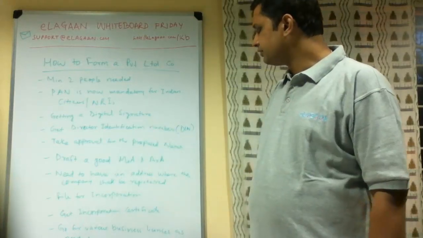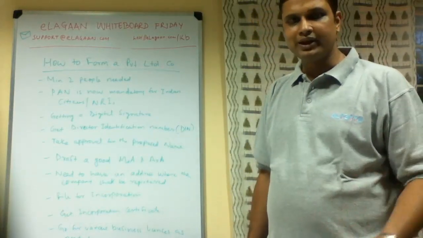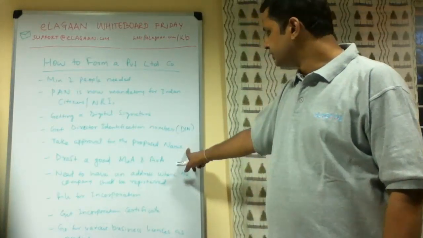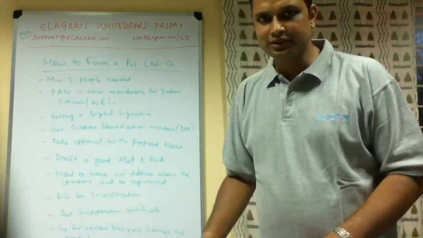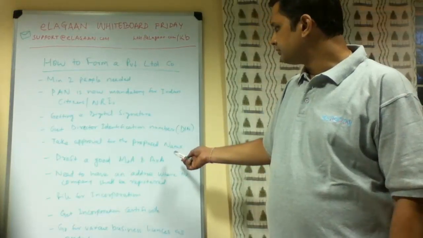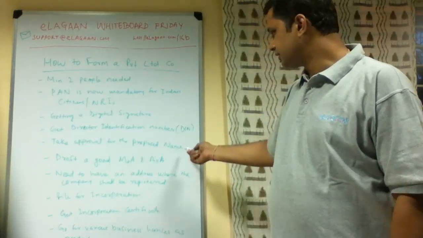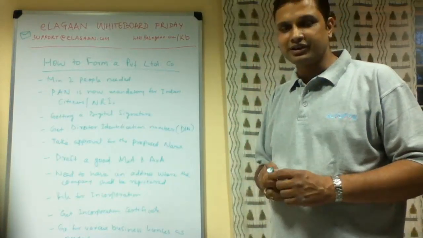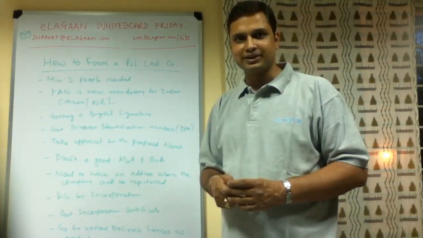During the name approval, we also need to specify the main objectives of the company, so that has to be properly done. You can take the help of an expert to do this, or you can draft it yourself, but it's always advisable to take help because you don't know what language the ROC generally understands or the way it should be presented.